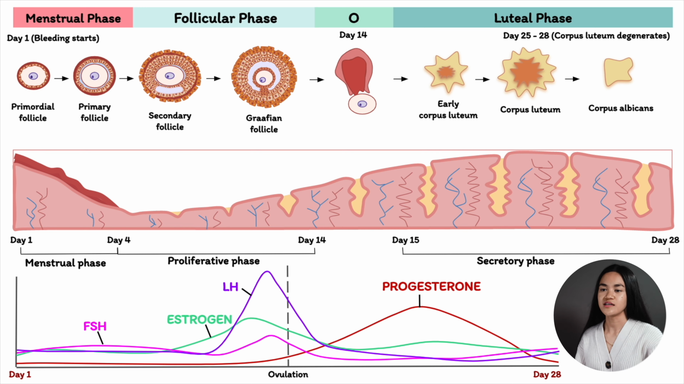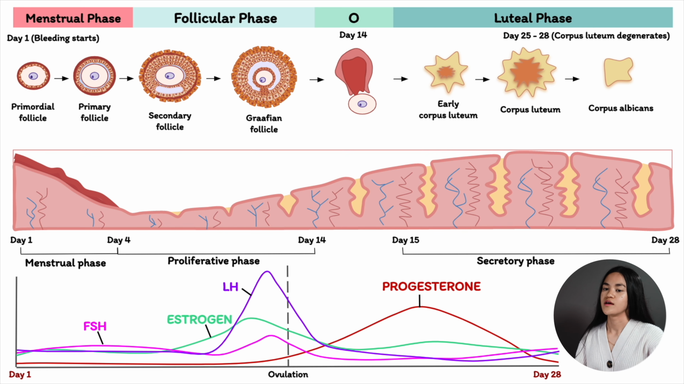But if implantation doesn't occur and the egg doesn't get fertilized, the corpus luteum degrades. Progesterone and estrogen concentration drops significantly, and the endometrium secretes prostaglandins, which cause constriction of blood vessels and contractions of the myometrium. This explains cramping during menstruation. The functional layer disintegrates and menstruation occurs, and the menstrual phase begins again, marking the beginning of a new cycle.